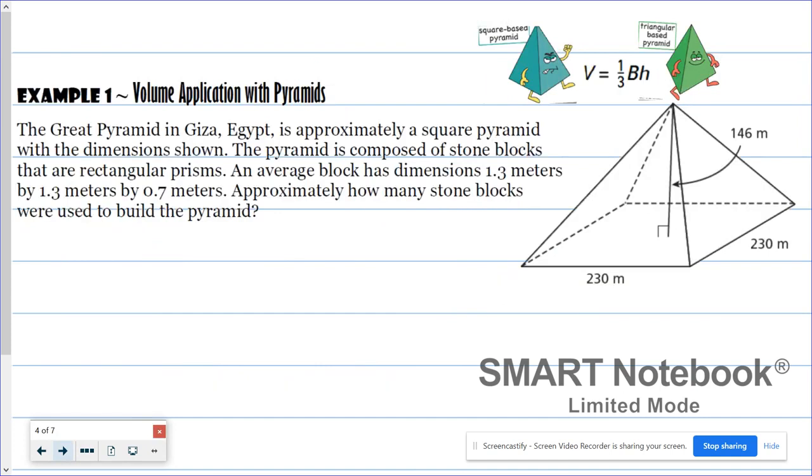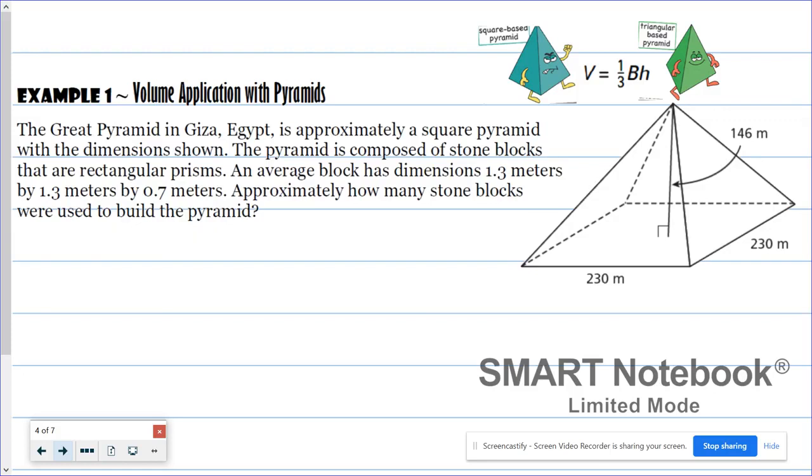The Great Pyramid in Giza, Egypt is approximately a square pyramid with the dimensions shown. So it has a square base of 230 meters by 230 meters, and it has a height of 146 meters. The pyramid is composed of stone blocks that are rectangular prisms. An average block has dimensions 1.3 meters by 1.3 meters by 0.7 meters. Approximately how many stone blocks were used to build the pyramid?